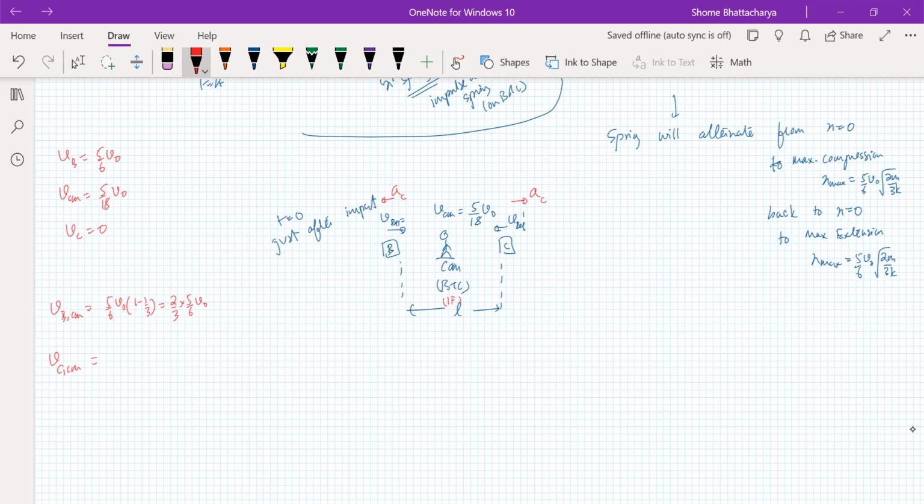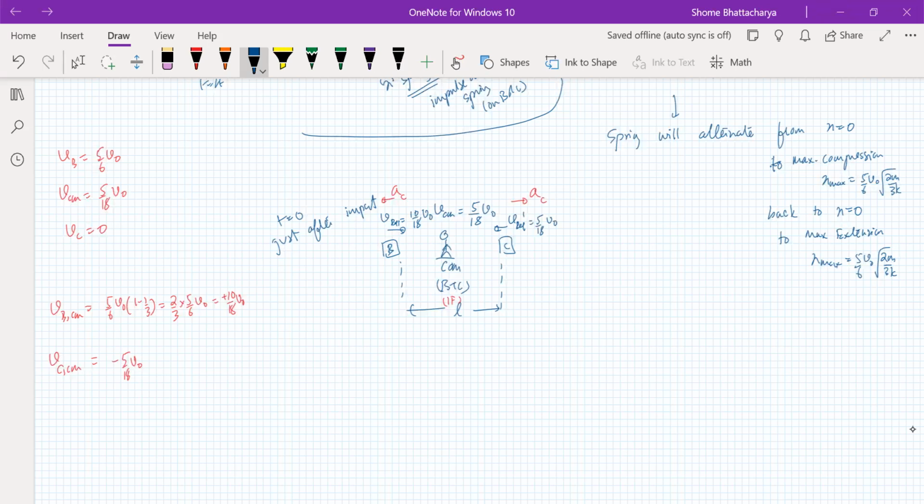Okay. So at this moment, what is the velocity of C with respect to the center of mass? It is minus 5 by 18 V naught, and this is plus 10 by 18 V naught. So this value here with magnitude is 10 by 18 V naught, and this value with magnitude is 5 by 18 V naught.